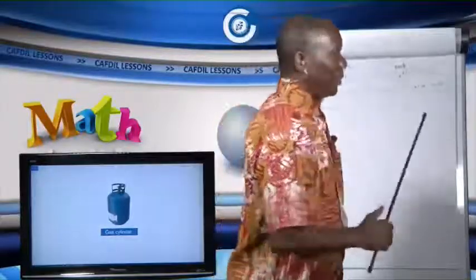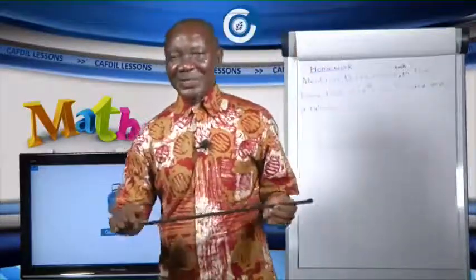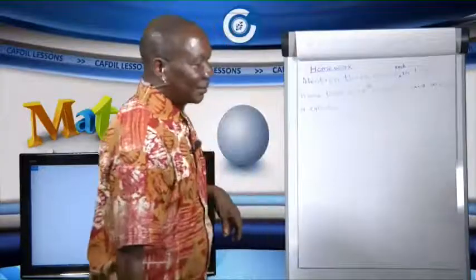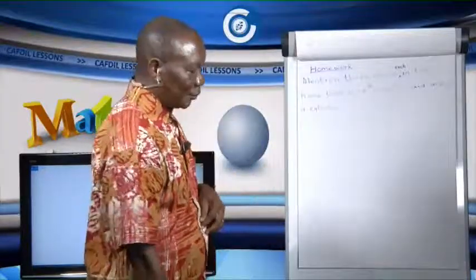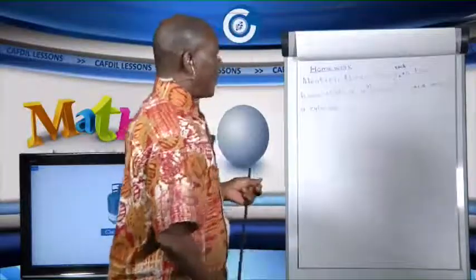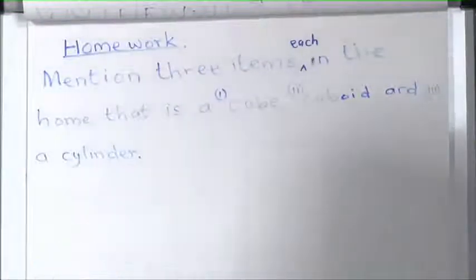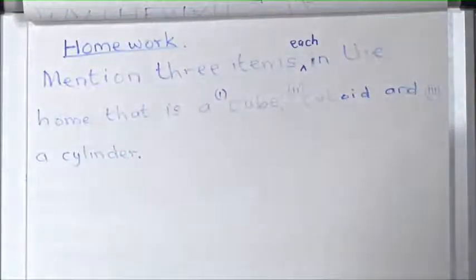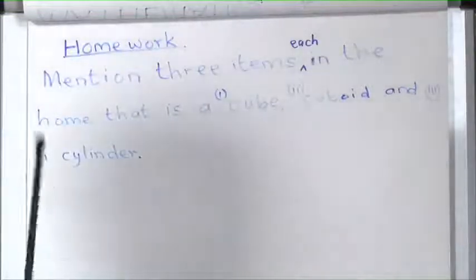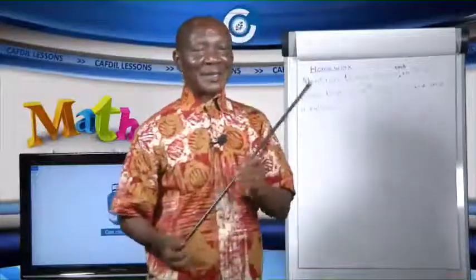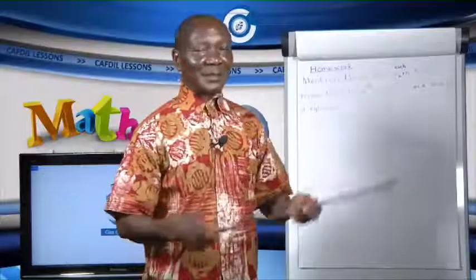Now we have come to the end of our lesson on three-dimensional figures. Let us take something home to do. Homework: mention three items each in the home for a cube, a cuboid, and a cylinder. That is your assignment. For the cube, mention three items. For the cuboid, three items. And for the cylinder, three items.